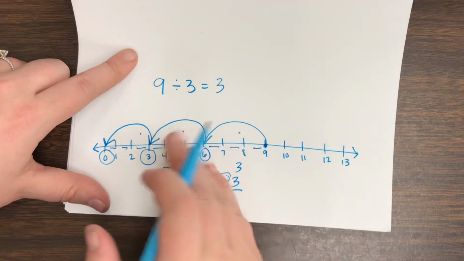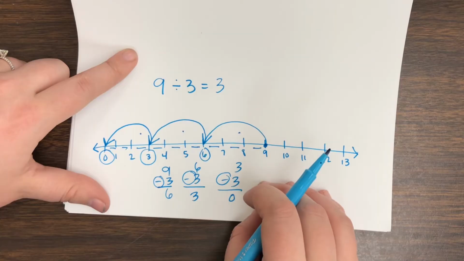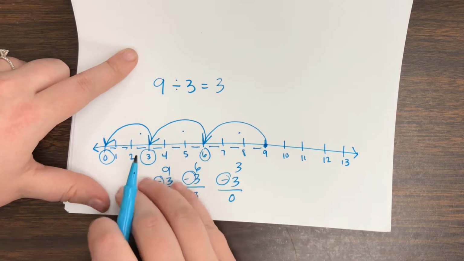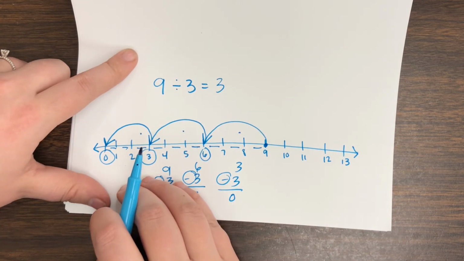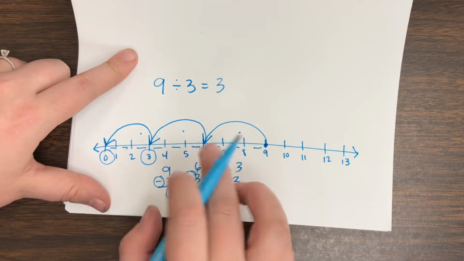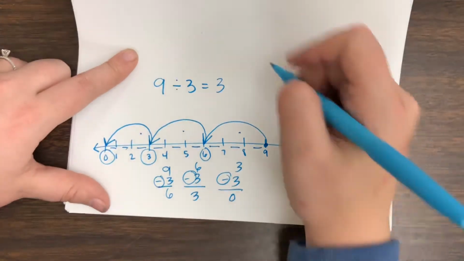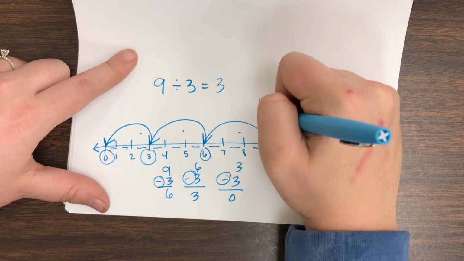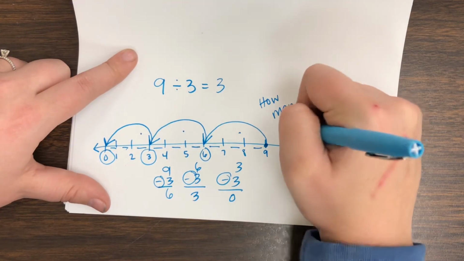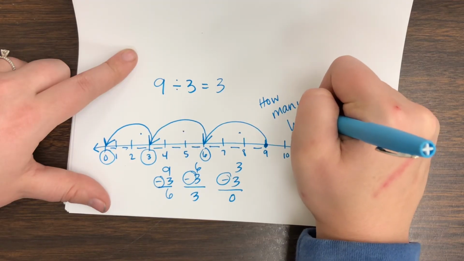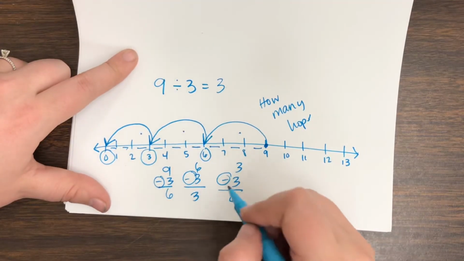So hopping down the number line is very similar to repeated subtraction. It's just getting to 0, and the answer is not 0. The answer is not 9. It's not the second number. It's how many hops did it take to get there, okay? So the answer is how many hops is your answer. Just like over here, it's how many times you had to subtract.